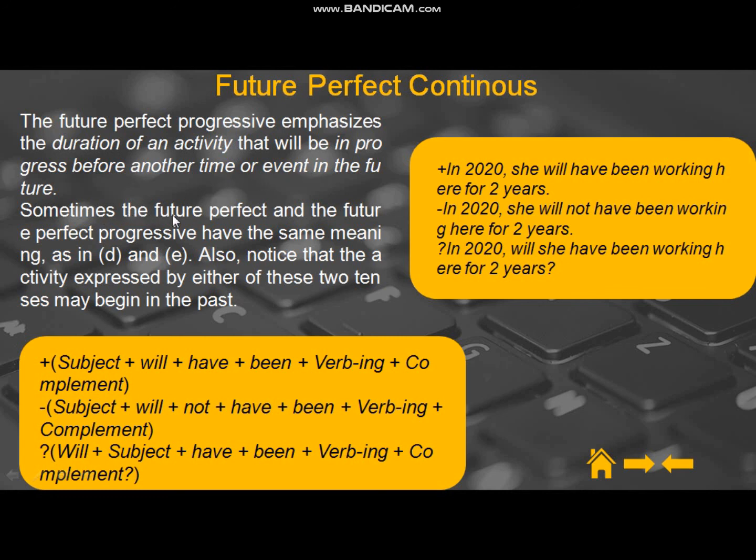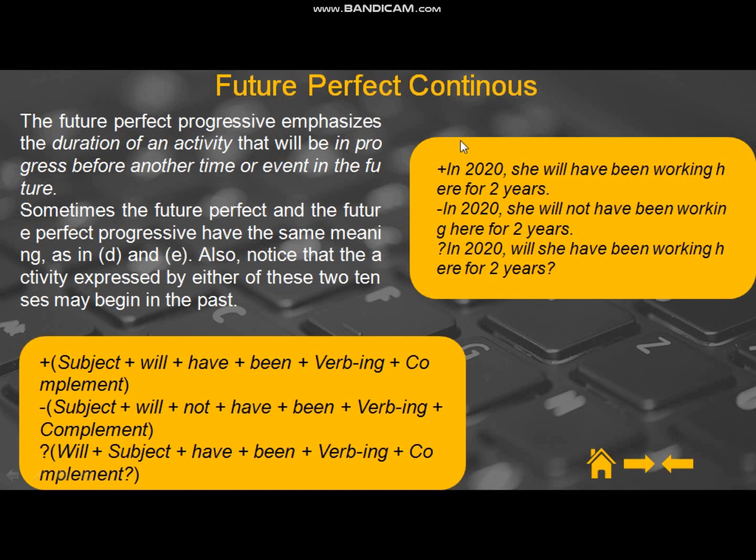Sometimes the future perfect and the future perfect progressive have the same meanings, as in D or E. Also notice that the activity expressed by either of these two tenses might begin in the past. This is the formula for the future perfect continuous: subject, will have been, verb-ing, and complement. This is for the negative sentence and this is the question sentence.